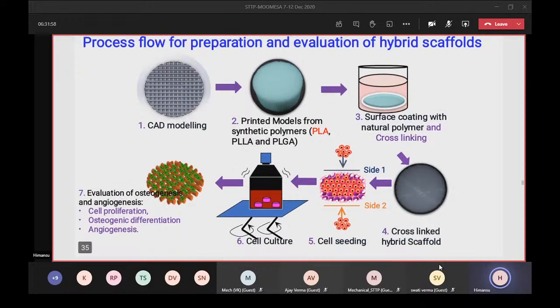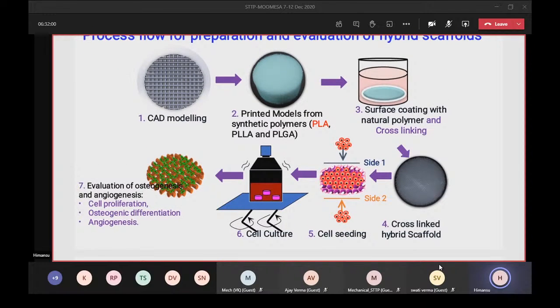Then we do the cross linking, because why is cross linking required? Because the natural polymer should not go away, and the natural polymer should interact with a very strong bond with the synthetic polymer.